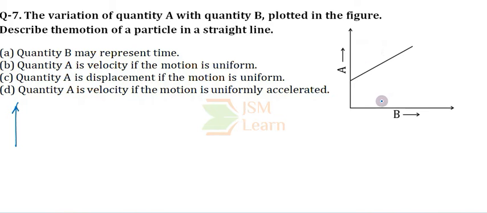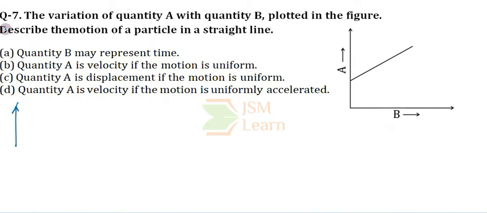plot a displacement-time graph or velocity-time graph or acceleration-time graph, then during that the graphs, we generally plot the time on the x-axis. So here the option A says that B represents time is true.